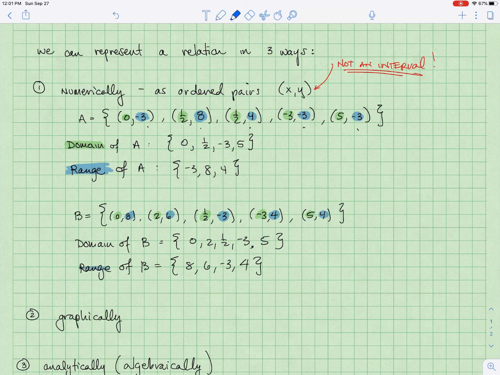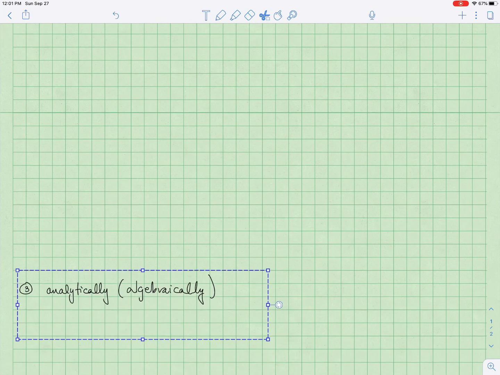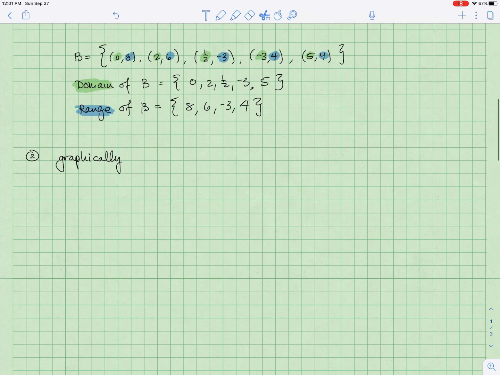There are 2 different relationships that kind of use that same kidney bean blob diagram from up above, but in a very different way, with a different rule or different correspondence between the inputs and the outputs. So there you go. It's pretty straightforward. We can also represent these relationships graphically. Let me move this down out of the way here.